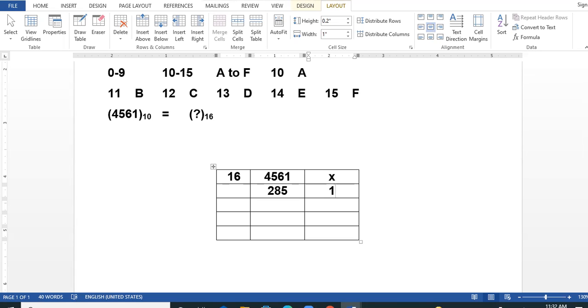Am I clear up till here? Yes, 11th. Then again with 16. Now 16 ones are 16, remainder is 12. Then we get 5 from the top, 125. It will go with 7. 16 into 7 is 112. 125 minus 112, remainder is 13. We will not write 13. We will write D.